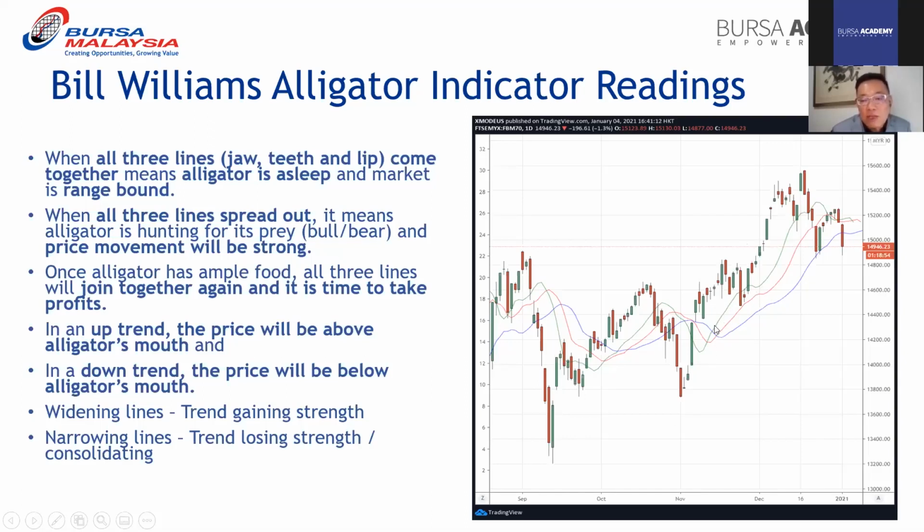So you can see over here, when the lines have widened up, the trend is confirmed, and then it's moving upwards in these terms. When the prices are above the three lines, it's in an uptrend. When it's below, it's in a downtrend.